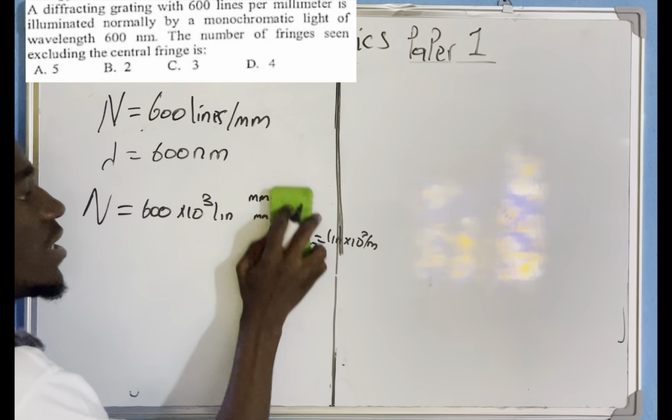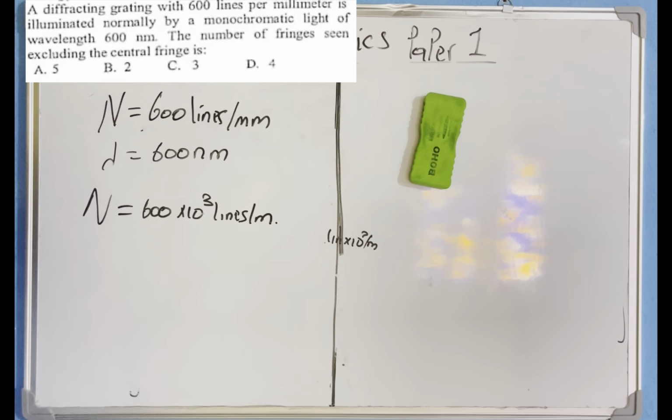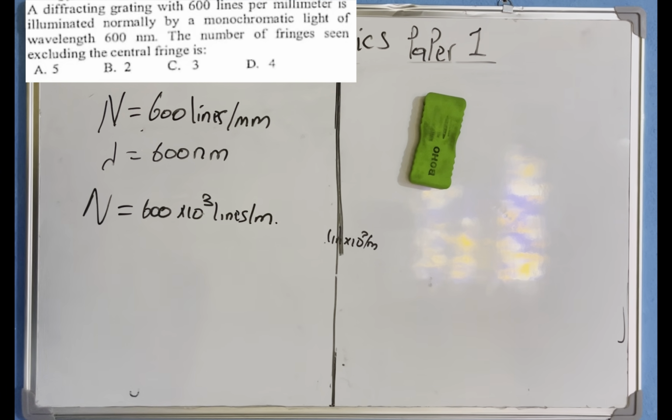Okay. So here I will have lines per meter. So that is it. Now, what are they asking for? They are asking for the number of fringes seen, excluding the central fringe. A fringe is a bright region, as I explained in my previous video. I want the number of fringes formed.